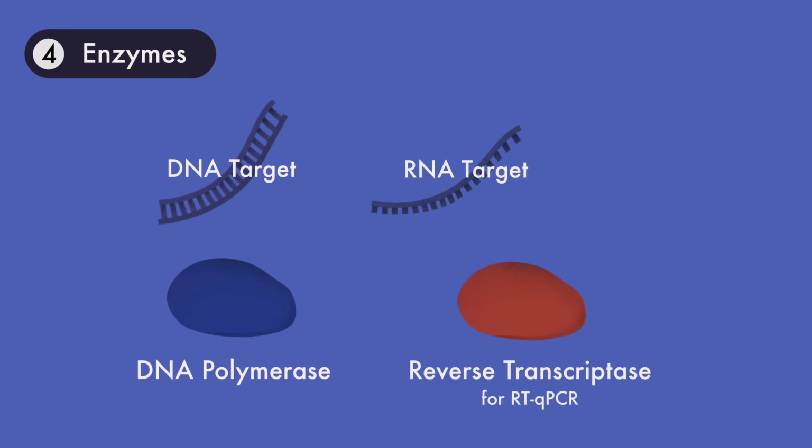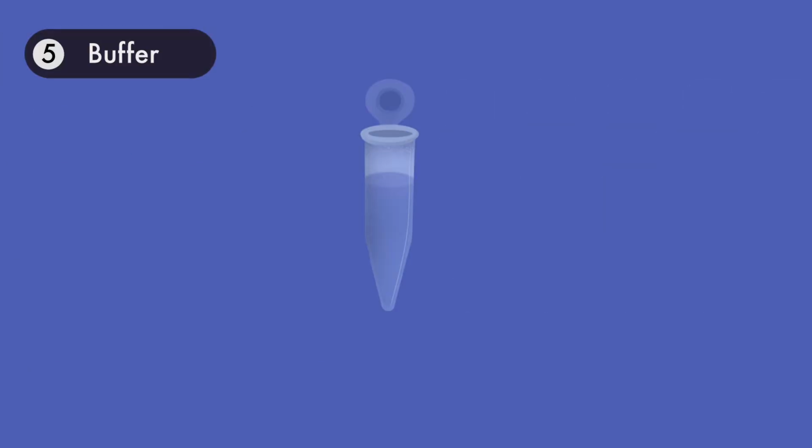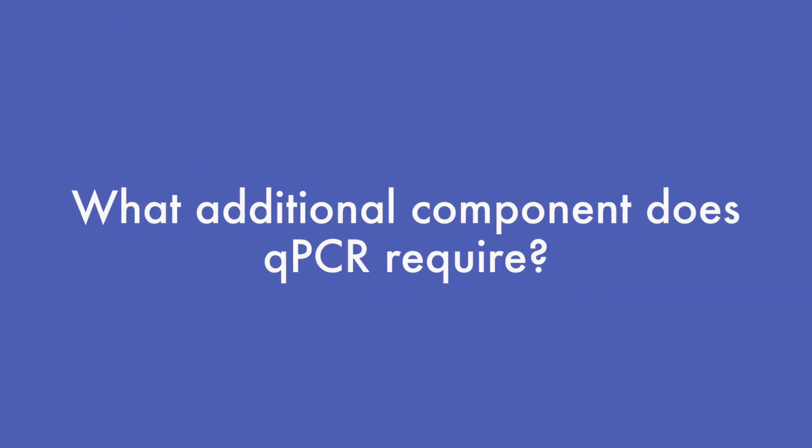If the target is RNA, you will need to include an additional enzyme, called reverse transcriptase, to first convert the RNA genome to complementary DNA, or cDNA. This is known as RT-qPCR. Buffer refers to the chemical solution that maintains the optimal conditions for the enzymes to function.